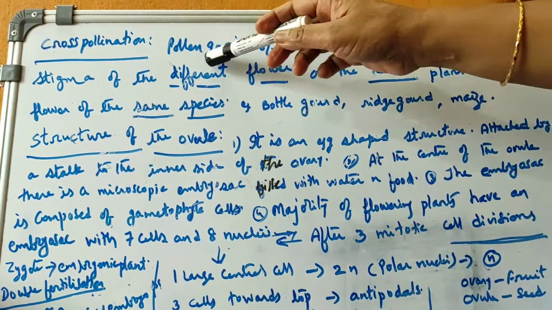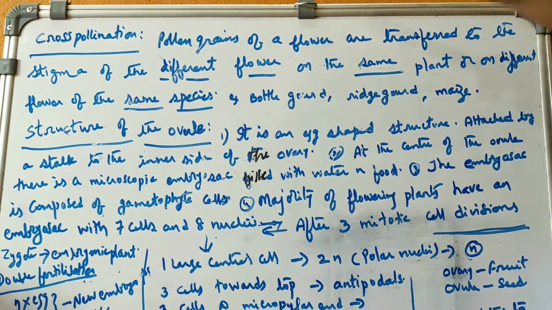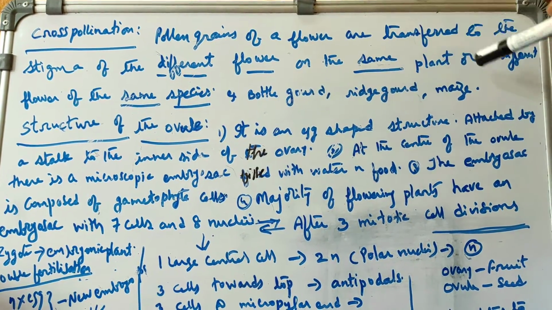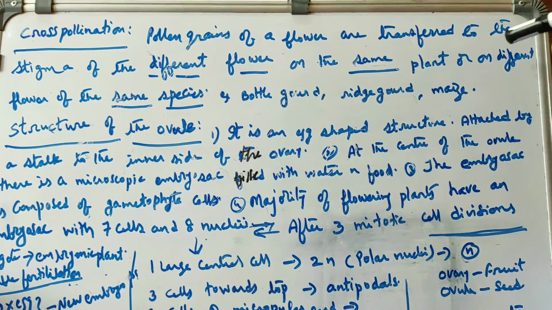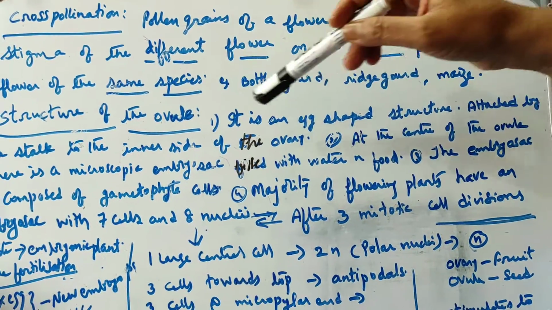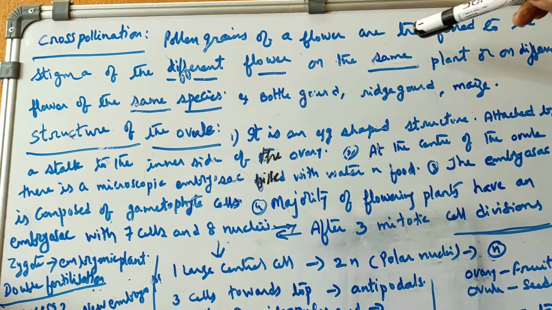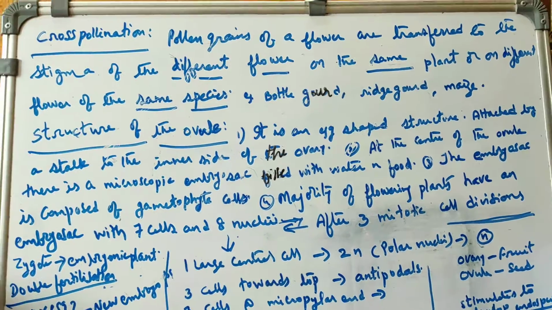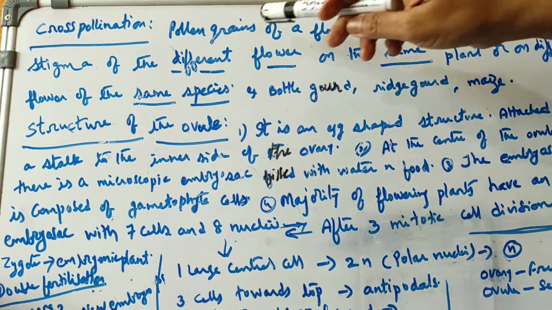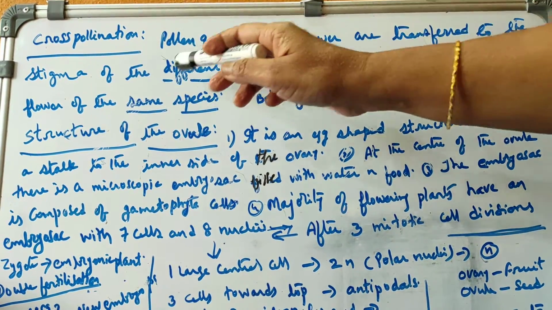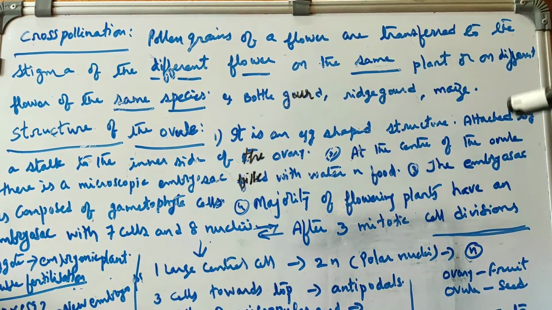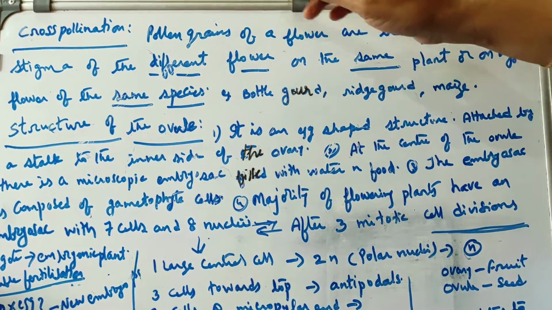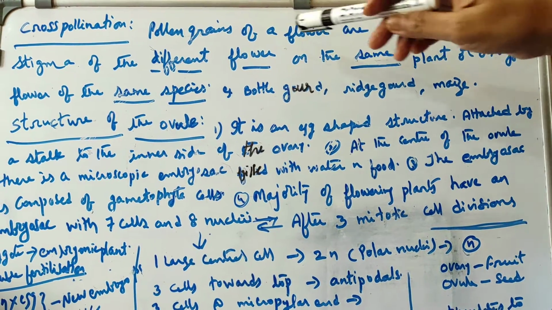Cross-pollination, what is this? Pollen grains of a flower are transferred to the stigma of a different flower of the same species. This you must remember, same species should be there, same plant or a different flower of the same species. Okay, same plant also, because both the sexes are present. So here pollen grains of a flower are transferred to the stigma of a different flower on the same plant or on a different flower of the same species. Because see, in case of bisexual flowers, both the sexes are present.